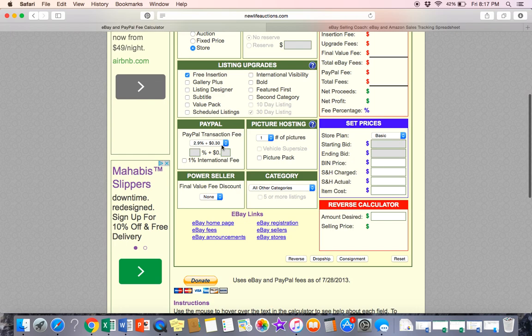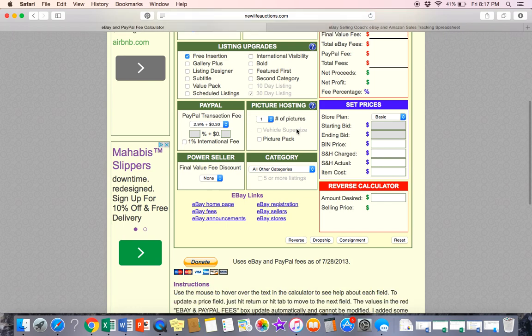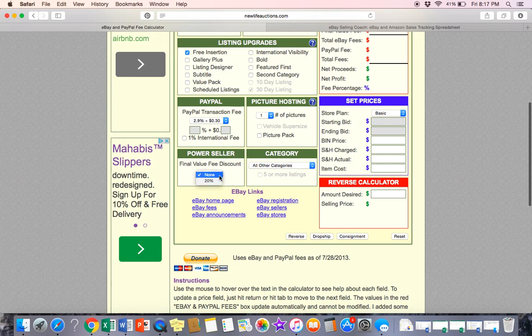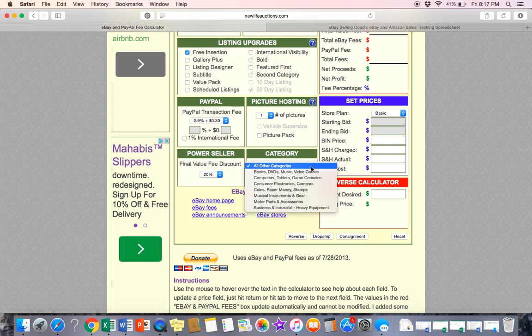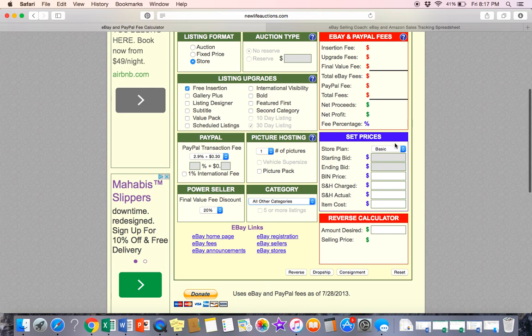Your PayPal fees are included here, so it is calculating 2.9% plus 30 cents per transaction. Picture hosting is free, so no fees there. Actually, Power Seller should be top rated seller, and we're going to say that's 20% because I'm a top rated seller at this moment, so I can use that. And categories, they've got these broken out because some of these categories have different fee structures. So I'm just going to leave it as all other categories since I mostly do clothing, shoes, and home decor items. Then you're going to go over here and choose your store plan, which mine is basic.